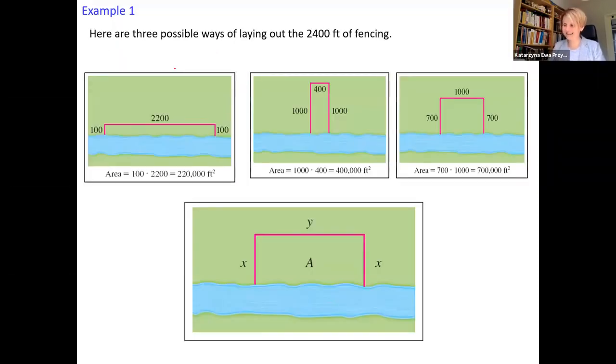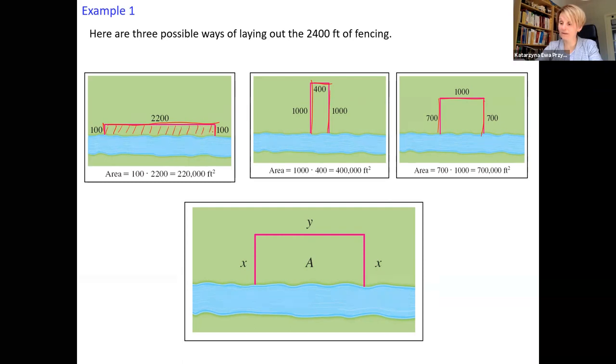Let's actually look. I have these possible graphs. He doesn't need a fence along the river. Maybe he will put 100, 100 and 2,200, maybe 1,000, 1,000 and 400, 700, 10,000 and 700. Of course, another step will be to compute those areas, but we will not compute infinitely many areas.